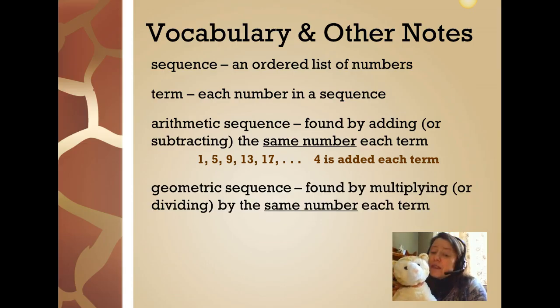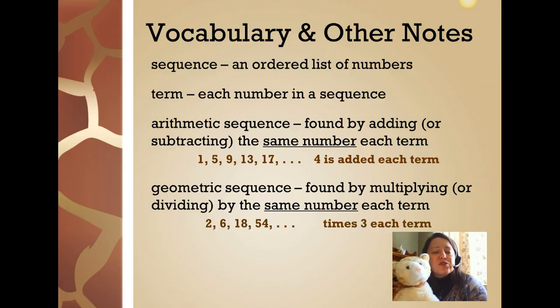A geometric sequence is found by multiplying or dividing the same number each term. Here we have the sequence 2, 6, 18, 54, and so on, and we can see that we multiply times 3 to get from term to term. How about we give some a try?